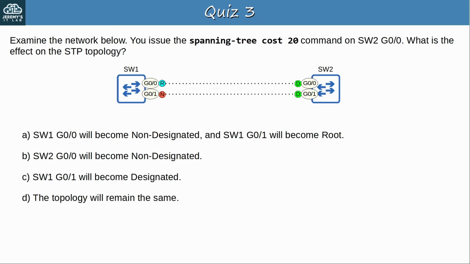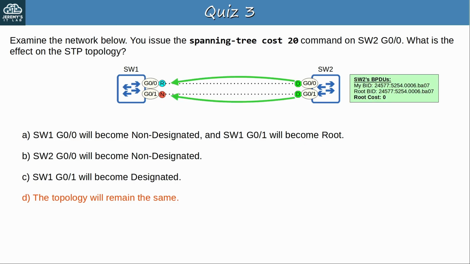Examine the network below. You issue the spanning-tree cost 20 command on switch 2 G00. What is the effect on the STP topology? Pause the video now to think about the answer. Okay, the answer is D. The topology will remain the same.